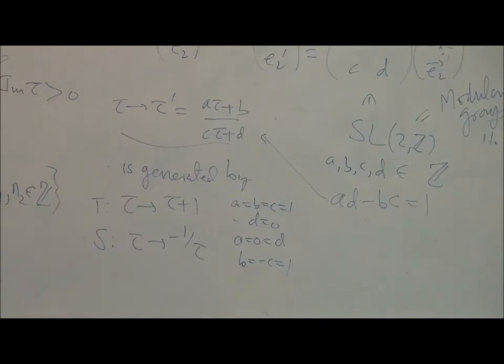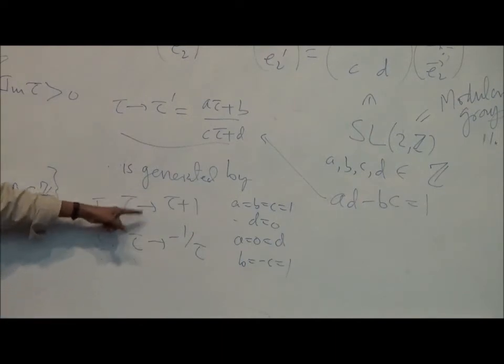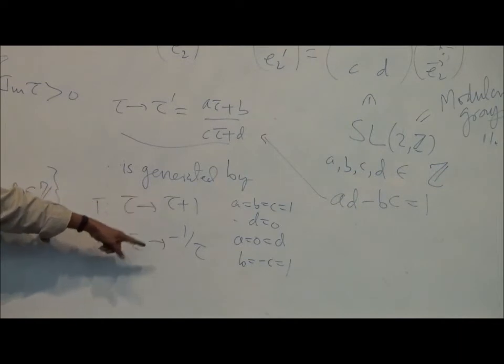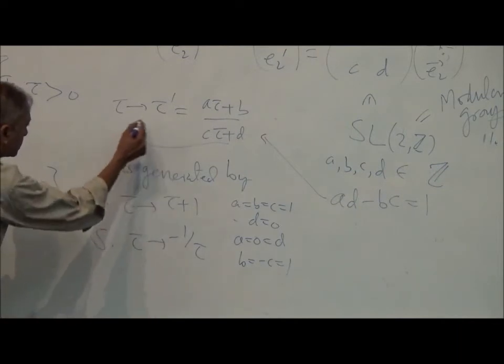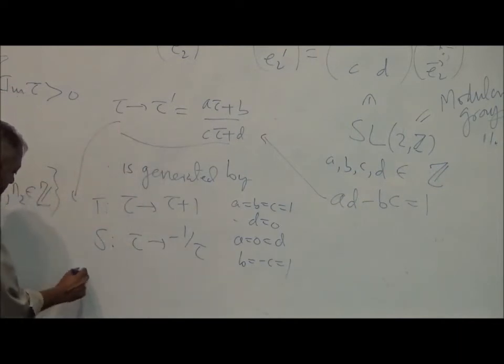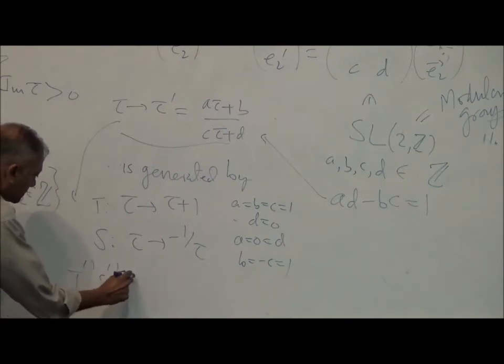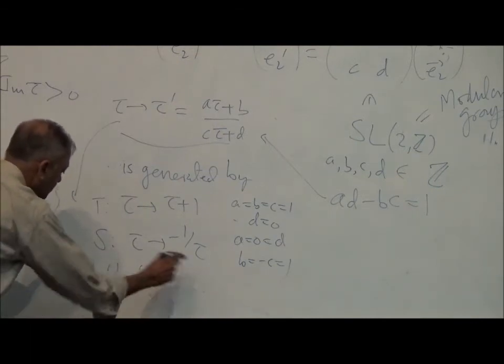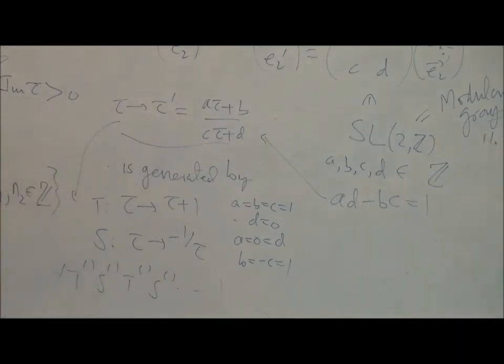When I say generated, I mean not in the sense of a Lie algebra. No. These are all finite group elements, not infinitesimal. So when I say generated, I mean any element like that can be obtained by successive applications of T and S. You see, they don't commute. These two actions do not commute. And so any element can be written as T to some power, S to some power, T to some power, S to some power, and so on. Any element can be written like this. That's what I mean by generator.